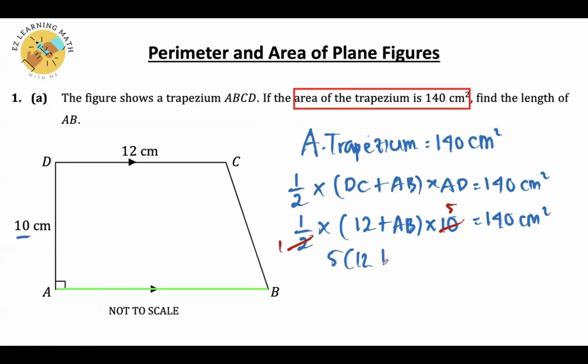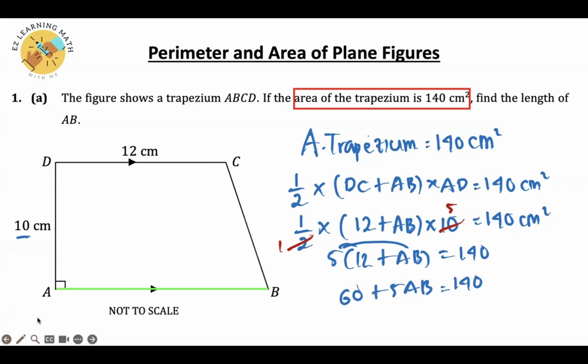Okay, now we have 5 times 12 plus AB equals to 140, and then let's expand. 5 times 12 is 60, and 5 times AB is 5AB equals to 140. And then let's use balancing method. We subtract 60 from both sides. So we get 5AB equals to 80. And let's divide both sides by 5. So AB equals to 16 centimeters.